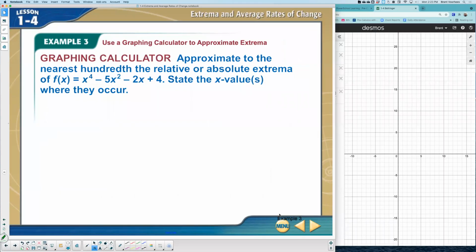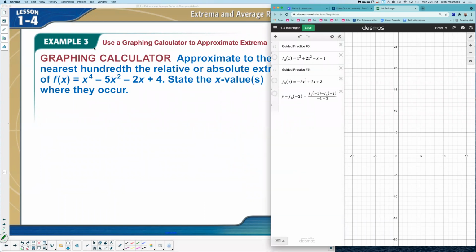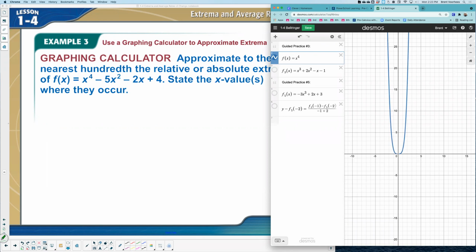All right, let's take a look at example 3. Now we're going to use a little technology. So we should all have Desmos open already from earlier this lesson. It gets to guided practice number 3, and guided practice is actually your next slide. I have that typed in for you, but I do not have this example, so I'm going to type this one in from scratch. So I have f of x equals x to the 4th power minus 5x squared minus 2x plus 4.